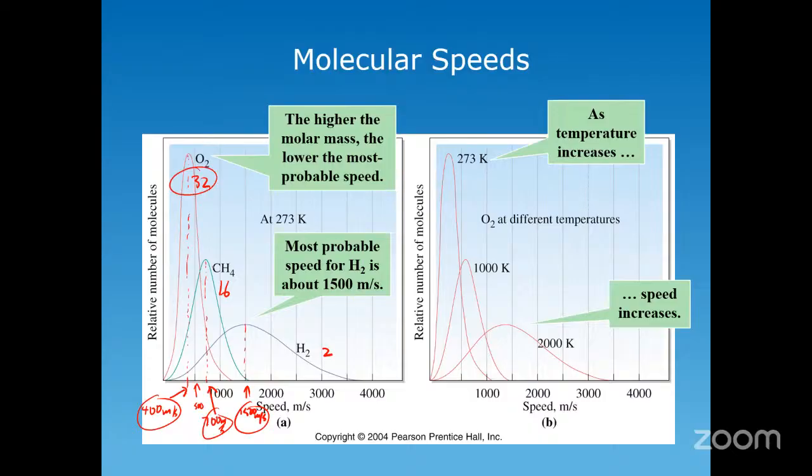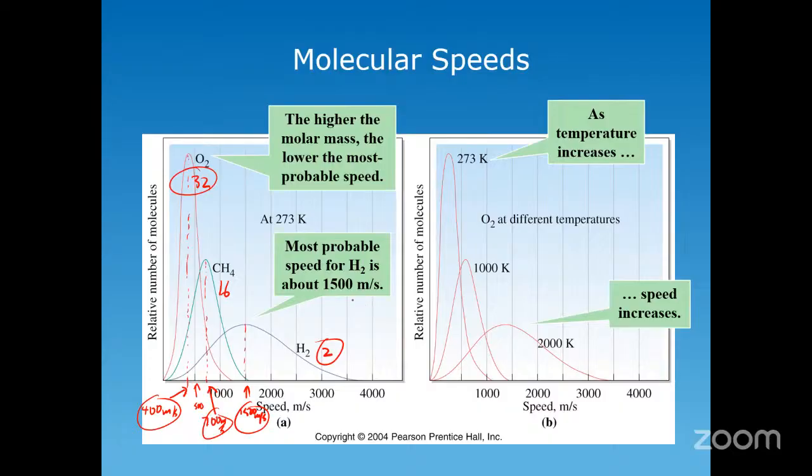The next in line would be methane, which is 16 in terms of the molar mass. Its root mean squared speed is approximately 700. And then the last one is hydrogen. Its root mean squared speed is 1,500 meters per second, which is the fastest, which comes as no surprise because hydrogen has the lowest molar mass, right? So that's what's happening as far as the graph on the left is concerned.